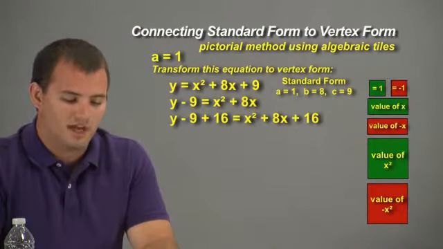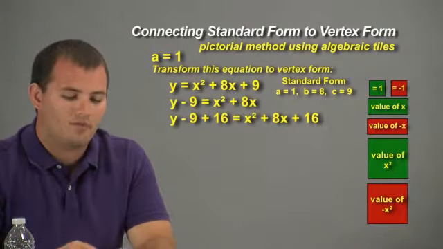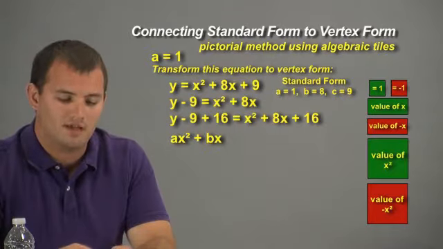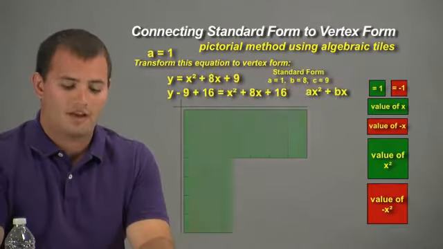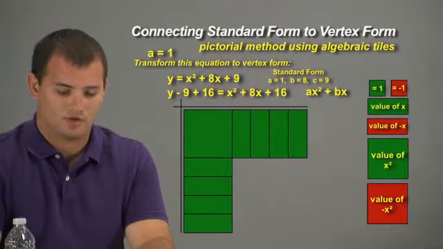Let's look at this using the tile method. Here's what we would have from the equation ax squared plus bx. Here we have an x squared box and 8 x rectangles.